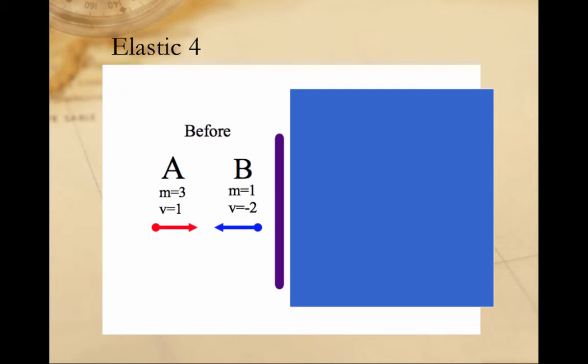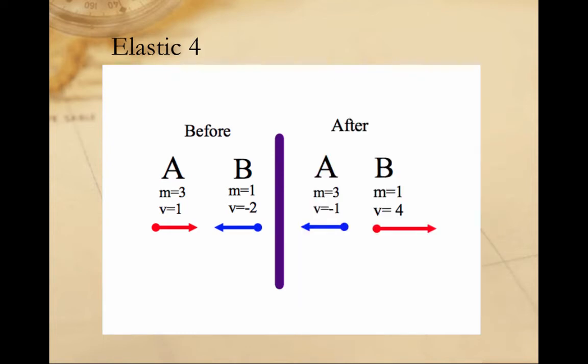Elastic 4 is when two objects are moving toward each other. Notice that object B is moving in a negative direction, so it has a negative velocity. When they collide, it's possible that they bounce backwards so that A's velocity becomes negative and B's velocity becomes positive, hence the red and blue arrows.